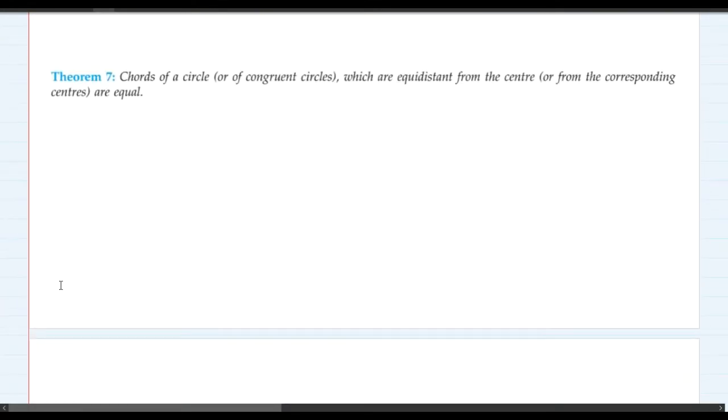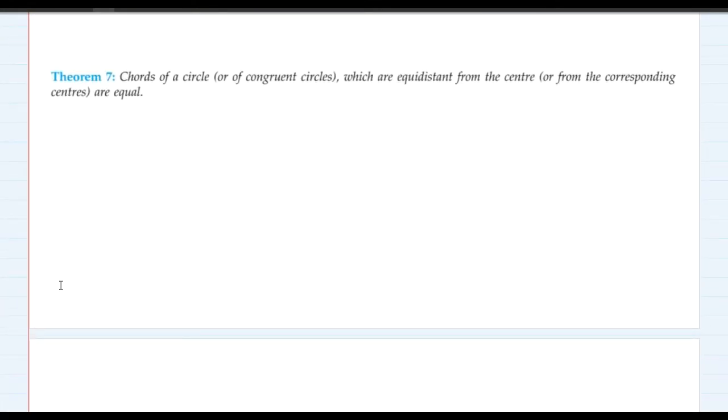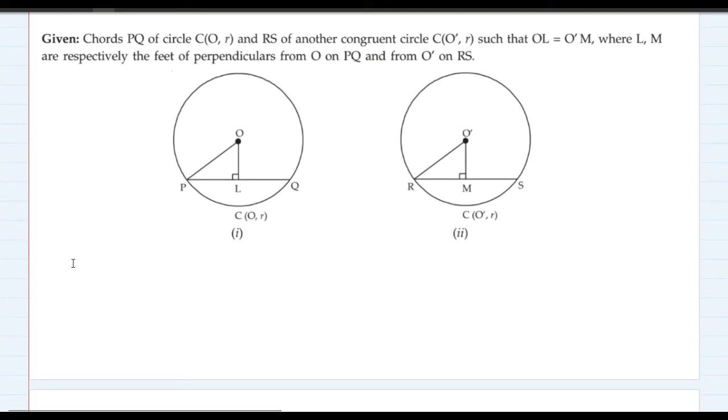Okay. Now the next theorem is the converse of the previous theorem. Chords of a circle which are equidistant from the center, or from the corresponding centers, are equal. So here in this figure there are two chords which are equidistant from the corresponding centers. That means OL is equal to O dash M. It is given.